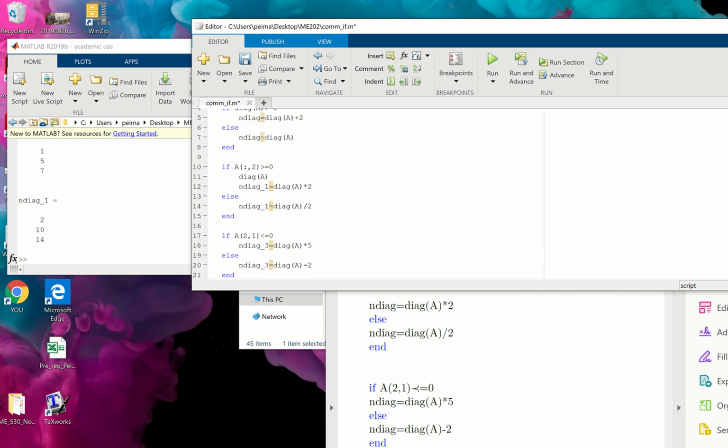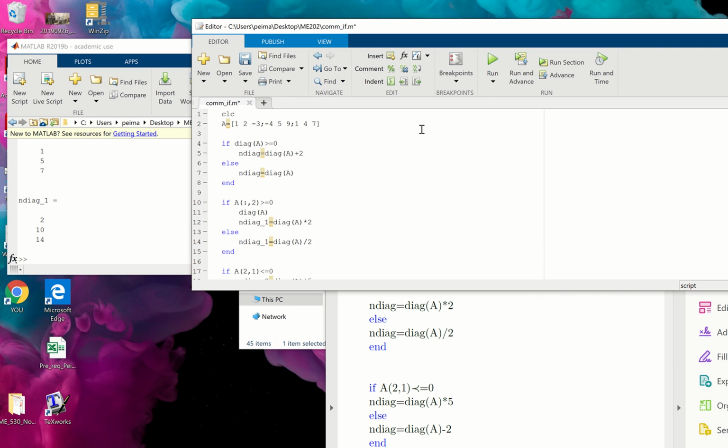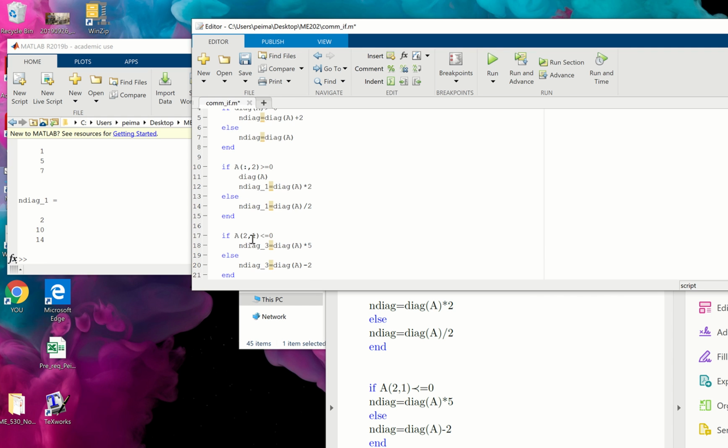So guys, see, let me show you. 2 and 1, so second row, first element. This is minus 4. It says if minus 4 is negative, this condition is satisfied, multiply the diagonal elements of A by 5. If it's positive, do this. So first, let us run this. You see the diagonal 3, it can run this because the first condition is satisfied, minus 4 is less than 0. So diagonal elements by 5.